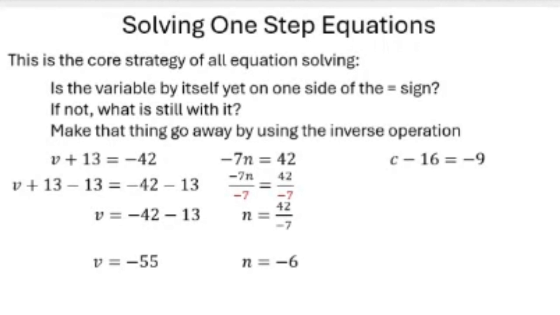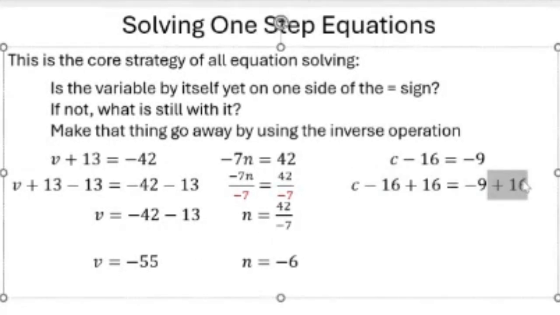And then the last one, is the c by itself on one side of the equal sign? No, because there is a 16 being subtracted from it. What makes a subtracted 16 go away? Adding 16, and again my colors have all disappeared. Not that it really matters, but I find that just helps students see it.